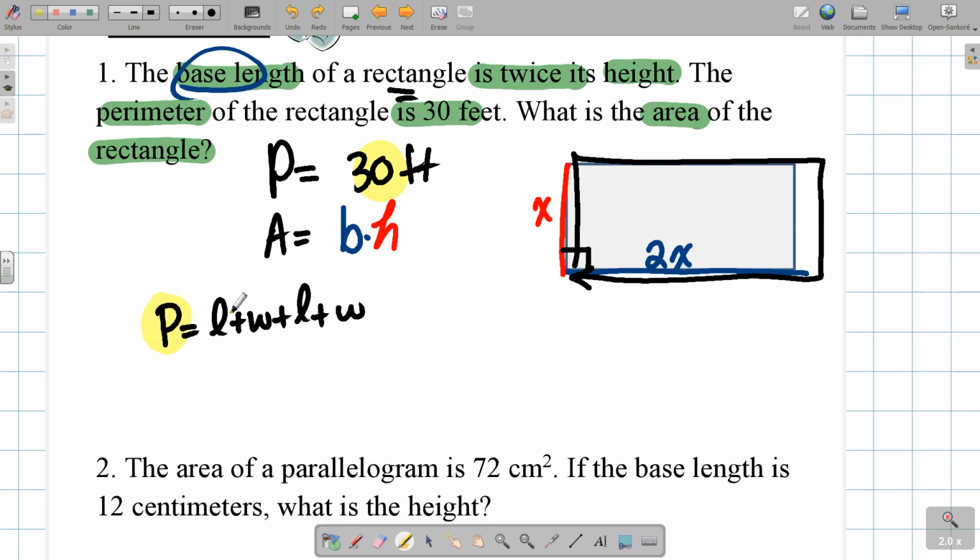Perimeter we can replace with 30 equals our length 2x plus x plus 2x plus x. Let me color code that for you. Let's solve. 2x plus x, 3x, 2x plus x, 3x.